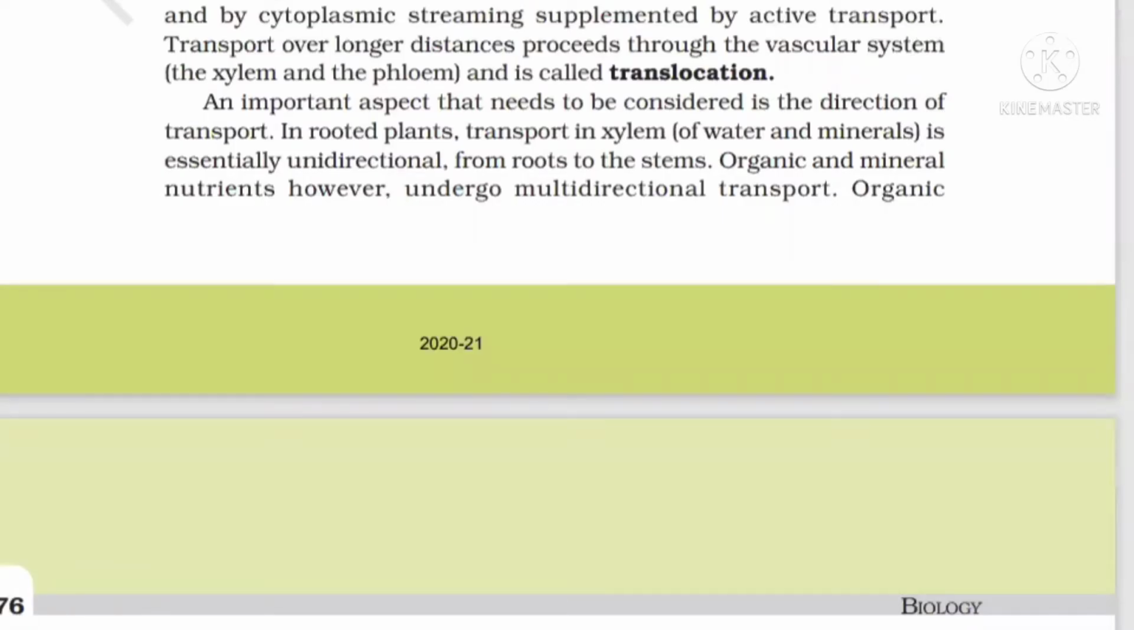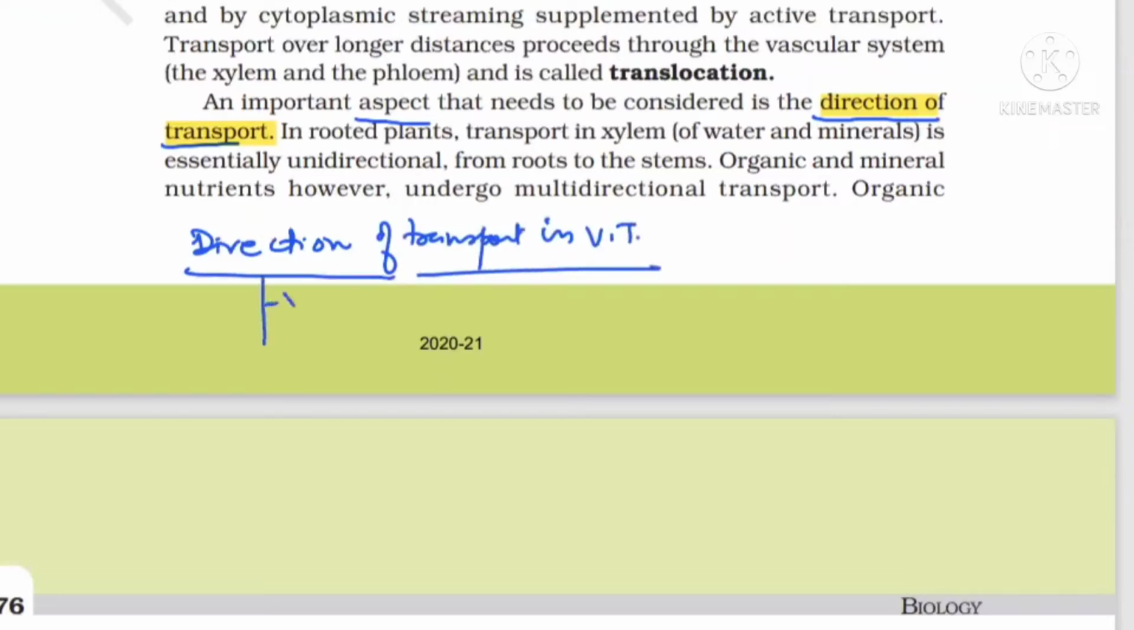Now see, the next important aspect we have to focus on is the direction of transport. In which direction is the transport going on? Is it unidirectional, or bidirectional, or multidirectional? So now we will focus on the direction of transport in vascular tissue. In vascular tissue means xylem and phloem. So first of all, xylem will follow only unidirectional transport. In the xylem, the transport will always be unidirectional. Clear, beta? And in the phloem, you will say it is bidirectional.